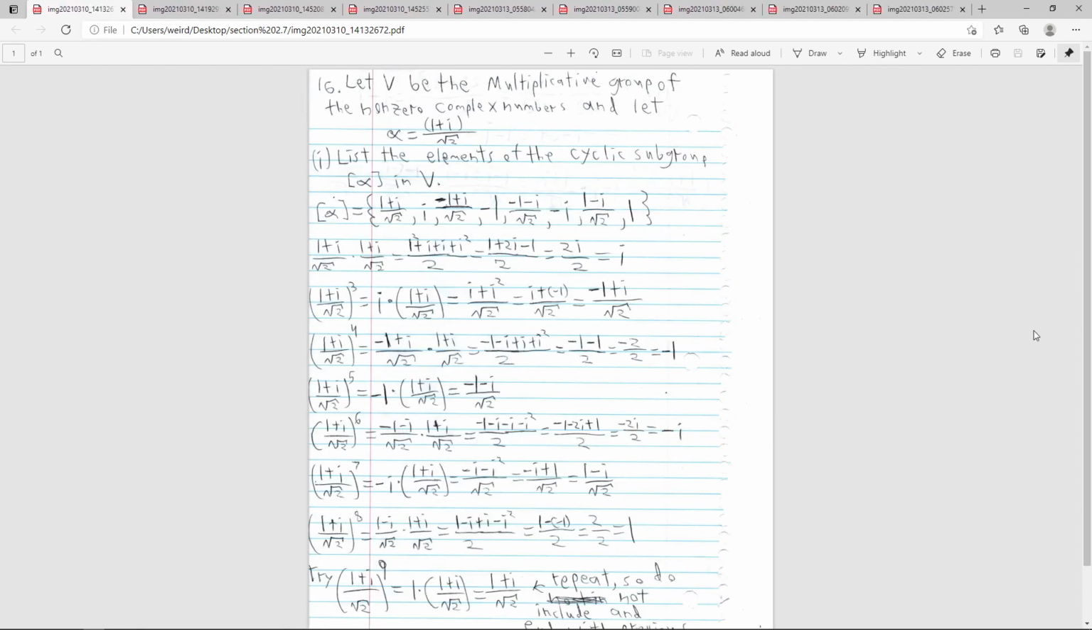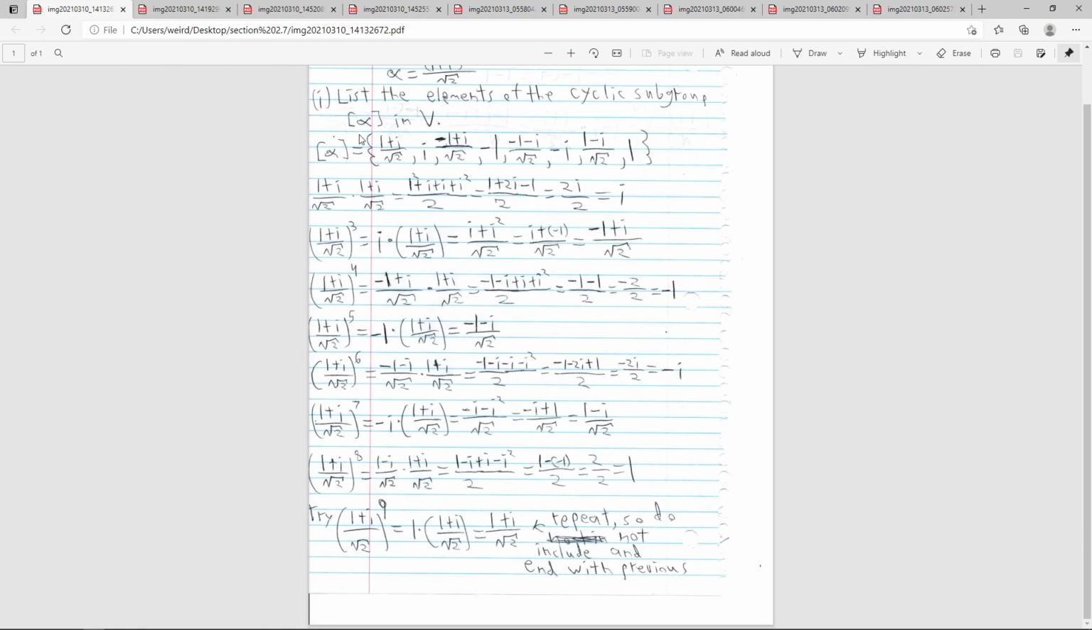Now it's time for the long one. Let V be the multiplicative group of the non-zero complex numbers, and let alpha equal (1 plus i) divided by the square root of 2. List the elements of the cyclic subgroup generated by alpha in V.